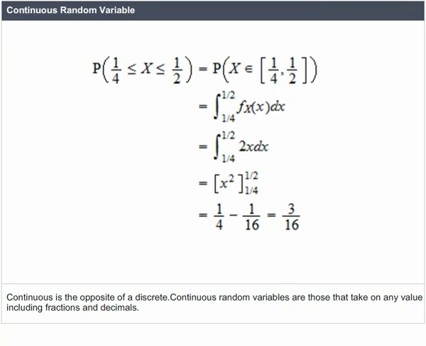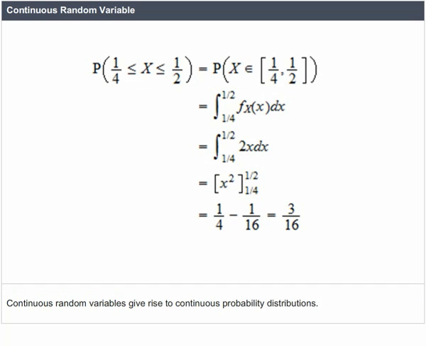Continuous random variable. Continuous is the opposite of discrete. Continuous random variables are those that take on any value, including fractions and decimals. Probability of 1 by 4 less than or equal to X less than or equal to 1 by 2 equals probability of X belongs to the closed interval 1 by 4 comma 1 by 2, equals the integral from 1 by 4 to 1 by 2 of f of x dx, equals the integral from 1 by 4 to 1 by 2 of 2x dx. After integrating, we get 3 by 16. Continuous random variables give rise to continuous probability distributions.